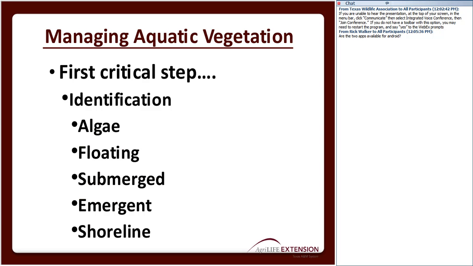Now, I am not an aquatic botanist. I'm not really a fan of plants. I went to school for fisheries, but aquatic vegetation is something that we just have to deal with and learn to manage in fisheries. And so I don't expect any of you to become aquatic botanists. What I really want you to be able to do is to group your vegetation into one of 4 categories.